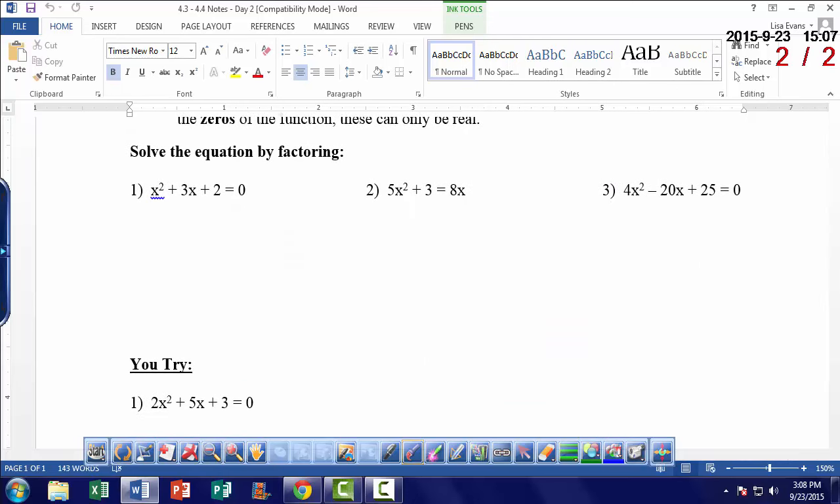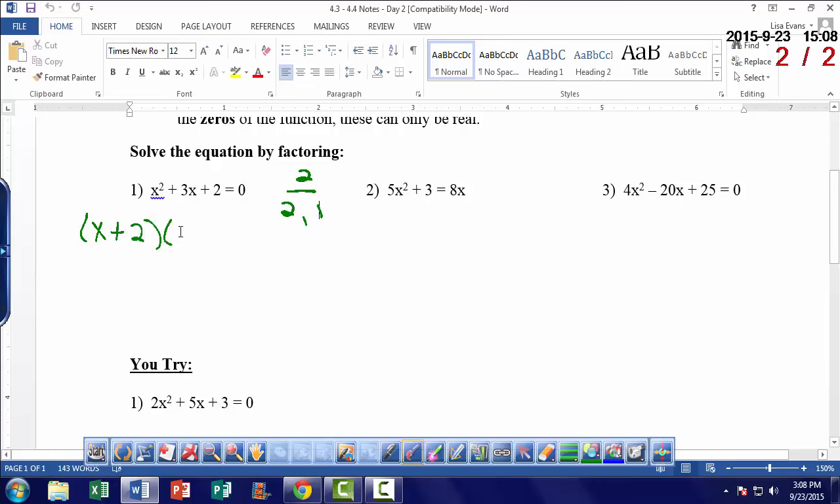First problem is easy AC factoring. I recognize it because there are three terms and the x squared term leads with a 1. So we're going to say what multiplies to give us 2 and adds to give us 3. That would just be 2 and 1. We go ahead and put those in parentheses, x plus 2, x plus 1 equals 0.